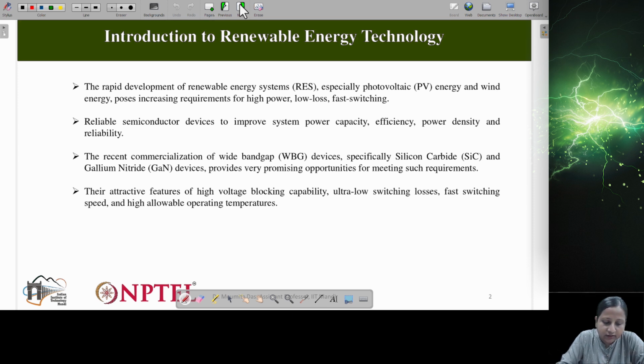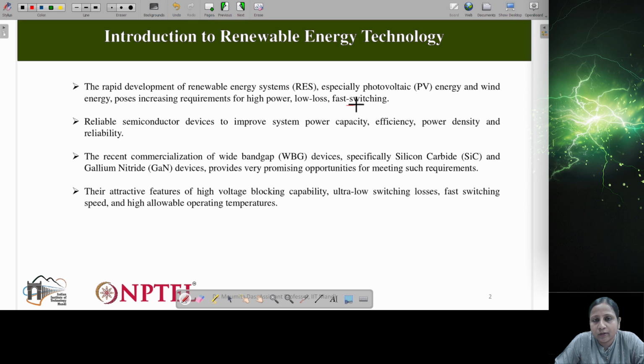As you can see, the rapid development of renewable energy systems, especially photovoltaic energy and wind energy, poses increased requirements of high power, low loss and fast switching. Now if we use silicon devices, obviously there are limitations with respect to wide bandgap devices. The fast switching part will be restricted when it goes to high power levels.